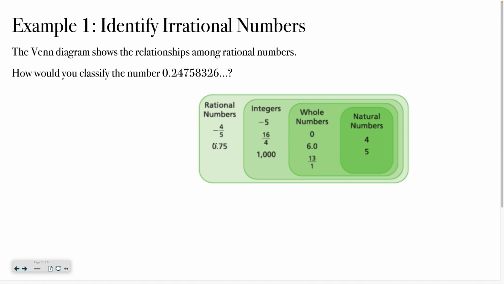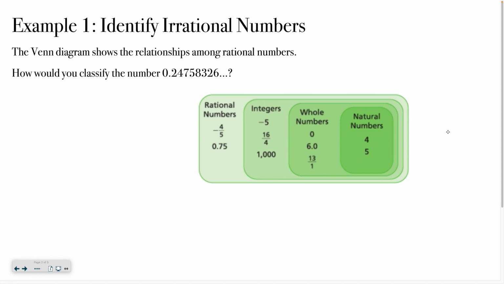Now notice, how would you classify the number 0.24758326, and you can see there are the 3 dots to indicate that it keeps going. Well, those 3 dots tell me that it's not terminating, and I don't see a pattern. I don't see anything that's repeating. There's no bar notation. I don't see a pattern within these numbers. So this number doesn't fit in any of these categories.